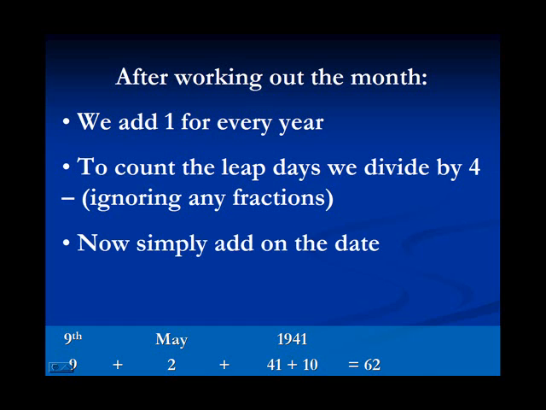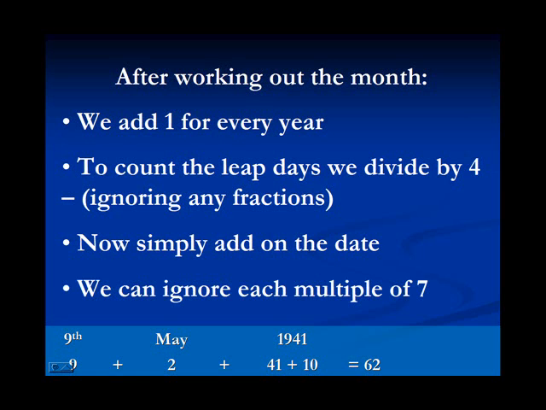So what does that mean? Well, if you add on 7 days, you get back to where you started. Monday plus 7 days is a Monday again. So, in fact, we can ignore each multiple of 7. So let's write 62 as 56 plus 6. That's 8 weeks plus another 6 days. Then we can ignore 56, and 6 is the number we're interested in.